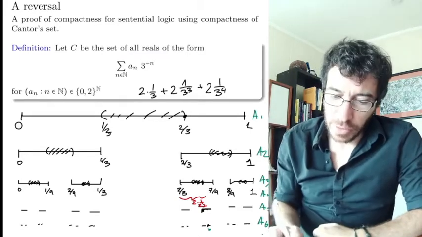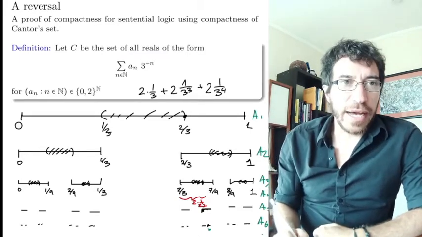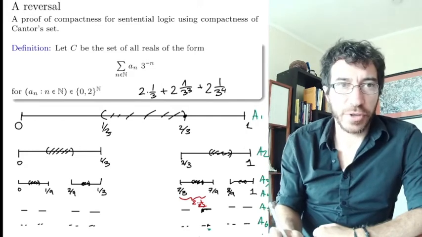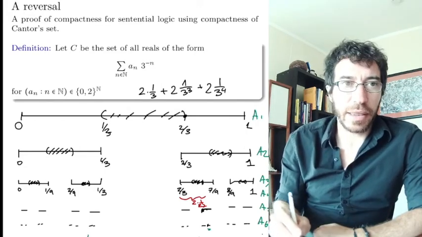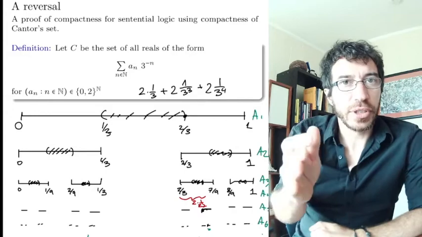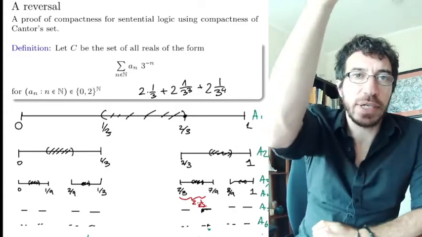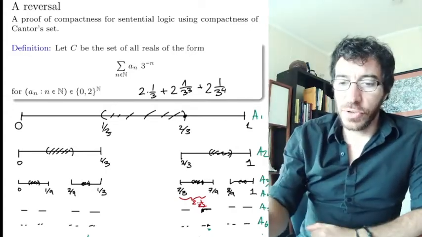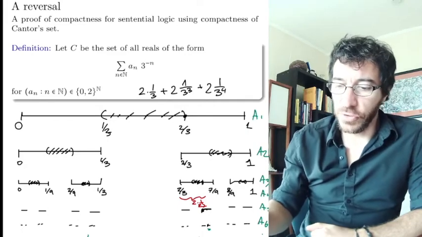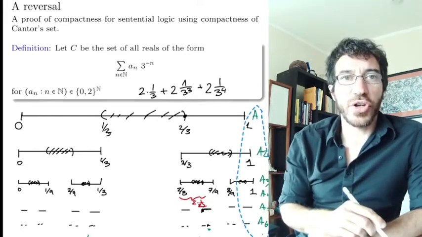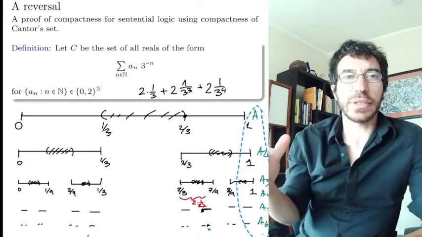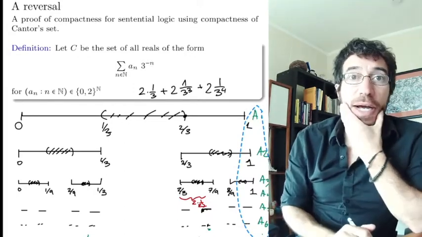And the same the other way around. Whenever you have a point, the point comes from some path, some way to reach the point, going left and right, left and right, left and right, and that's going to give you an assignment for the variables, right? So essentially the space of all truth assignments looks exactly like Cantor space.